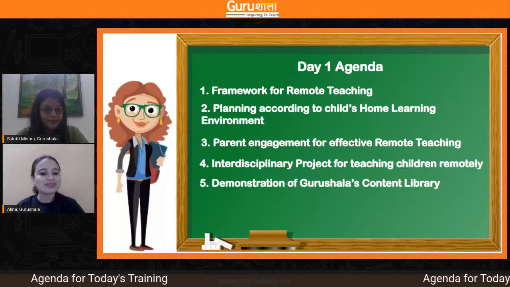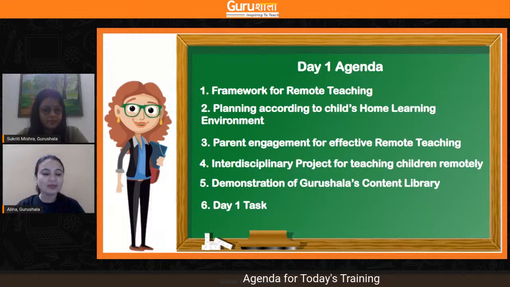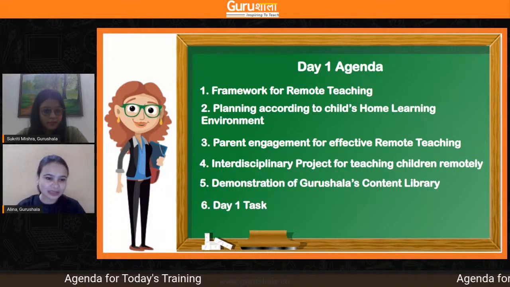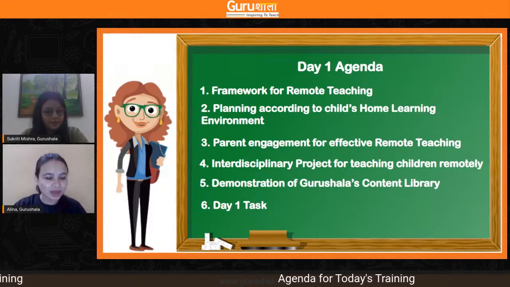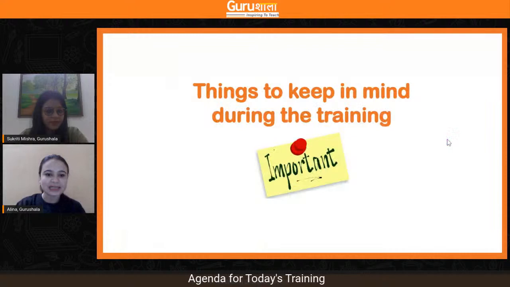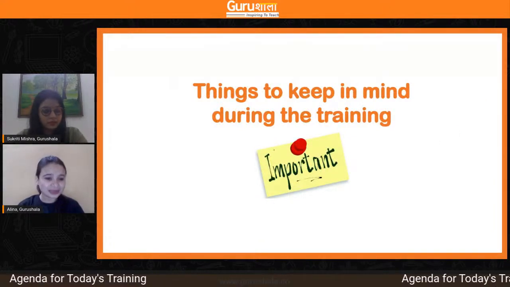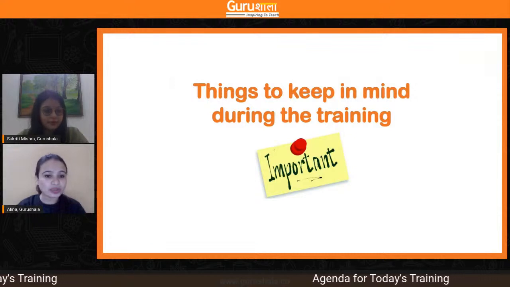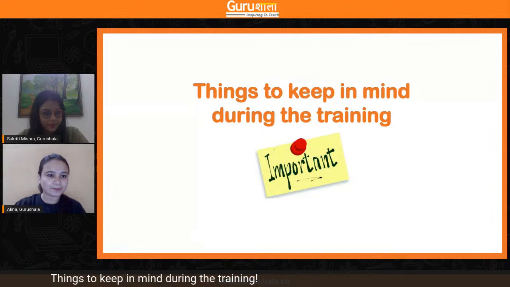And then we will also take our teachers to Gurushala's content library, and we also have a day one task for all our teachers. So, Sukriti, these are the topics that we are going to cover in today's training. Before starting the training, let's tell our teachers some of the points that we insist they keep in mind during the training.